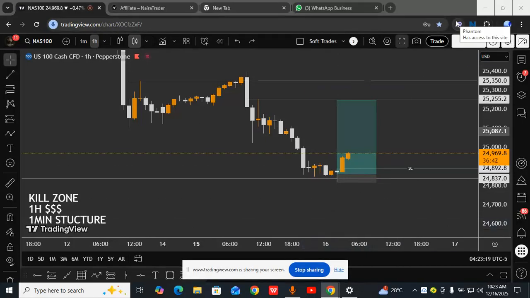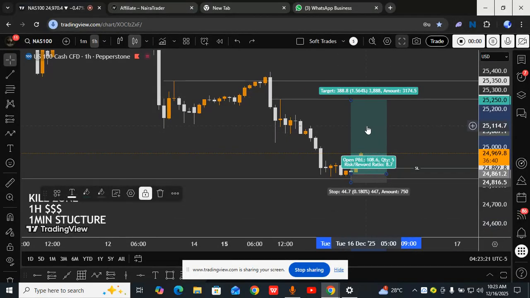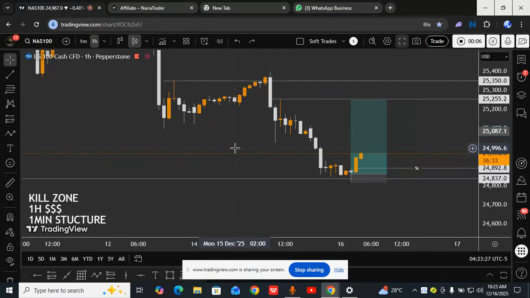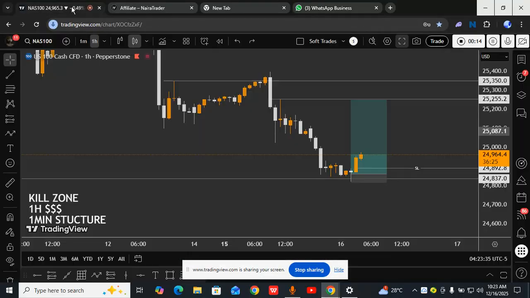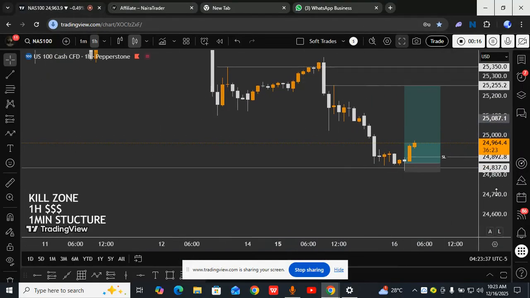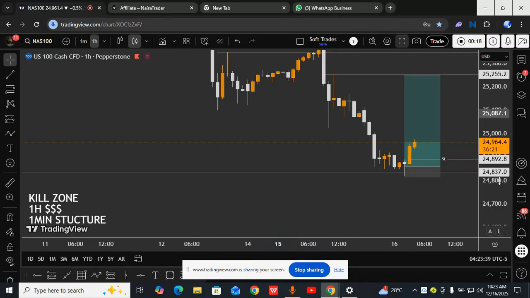Okay, guys, so in this video, I'm going to break down how I was able to get an entry for this 1 to 8 risk-to-reward trade. Now, I'm going to break down how I did that, but before then, as you can see, this is the trade over here. This is actually a trade I took on my competition and personal accounts. Now, this trade is on Nasdaq.